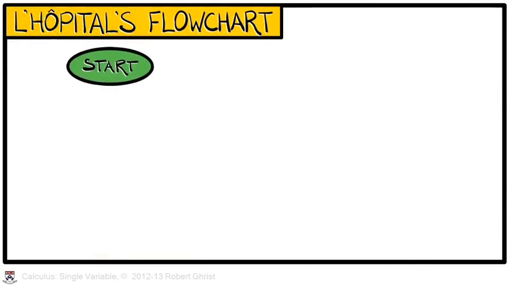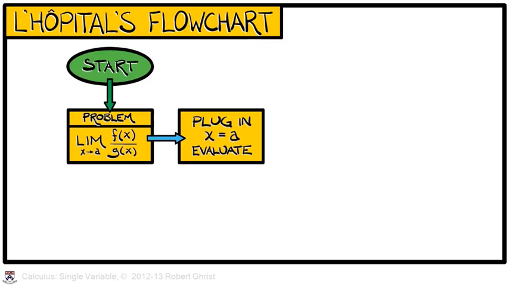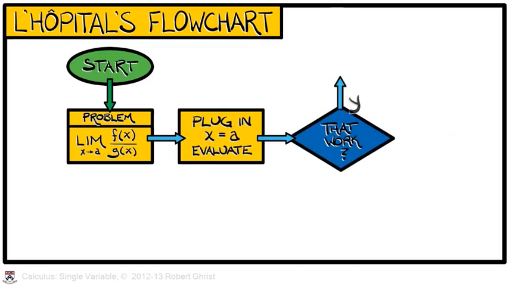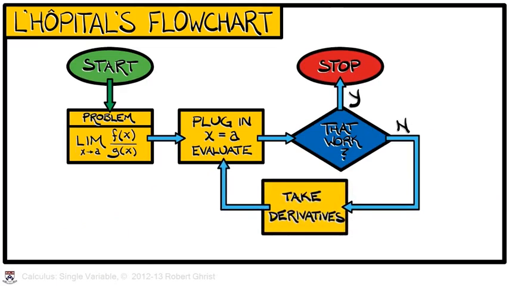Well, remember the way that it is applied. You begin with a limit of the form of a quotient, say f of x over g of x. Then you try to evaluate the limit. If that works, then great, you're done. If that doesn't work, then l'Hôpital's rule says to differentiate both the numerator and the denominator. Try to evaluate the limit again. If that works, great, you're done. If not, repeat until it does work.